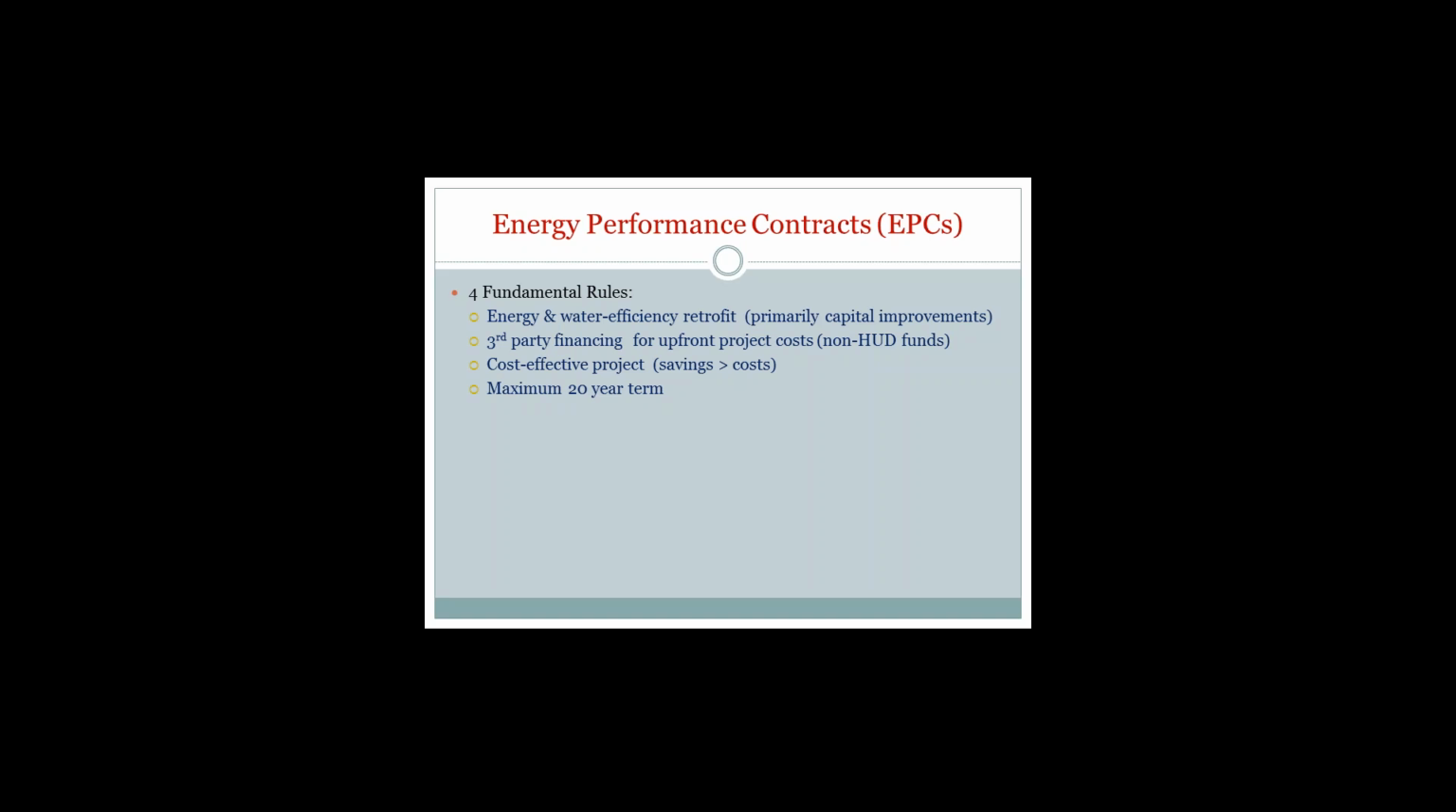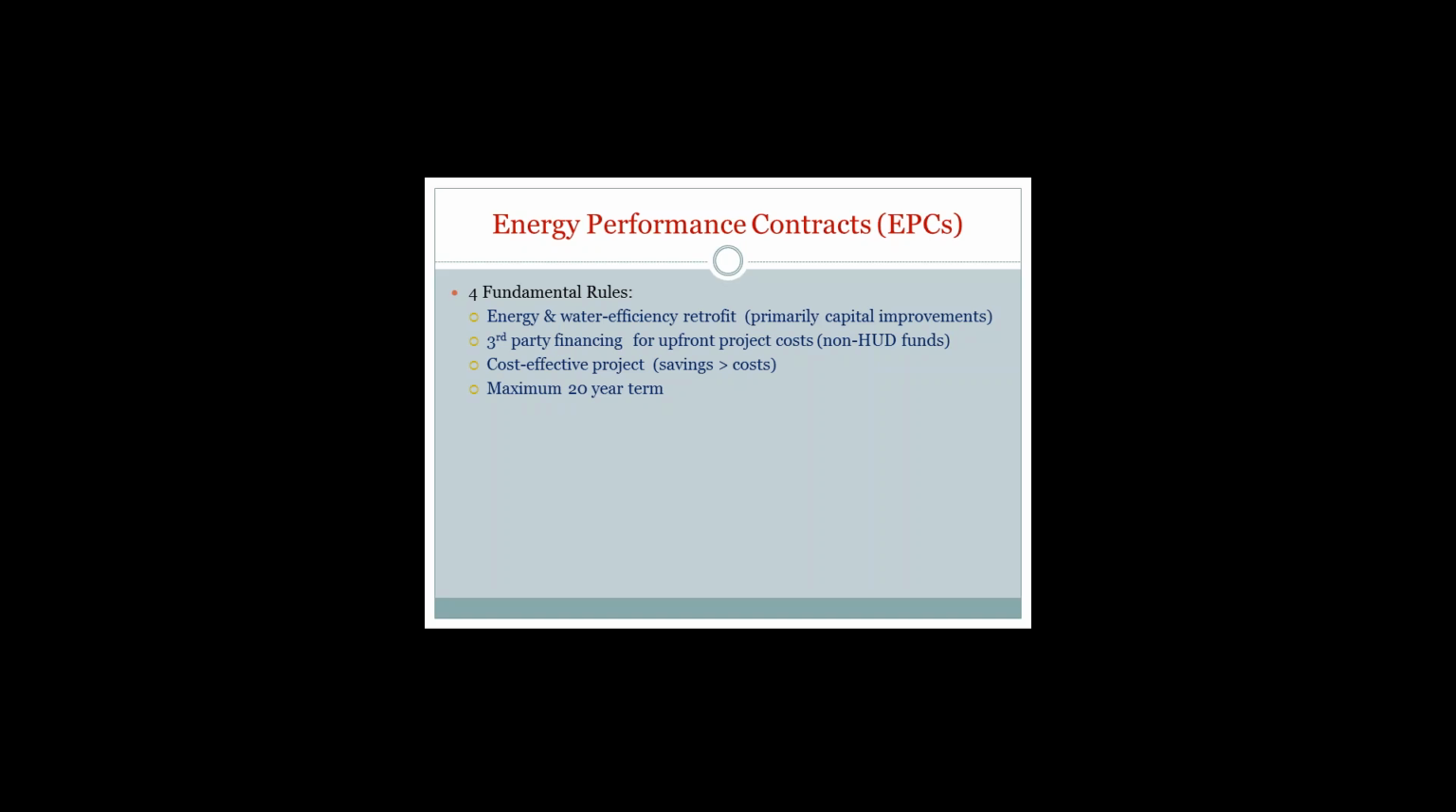There are 4 fundamental rules of the energy performance contracting program, and if you want to get your EPC incentives, you have to participate in the EPC program. You have to apply and be approved to participate. And what it means is that you're going to be taking on a large retrofit project to improve the energy and water efficiency of your building. And in order to be approved, you have to show that you are doing, in fact, an energy and water efficiency retrofit, primarily through capital improvements.